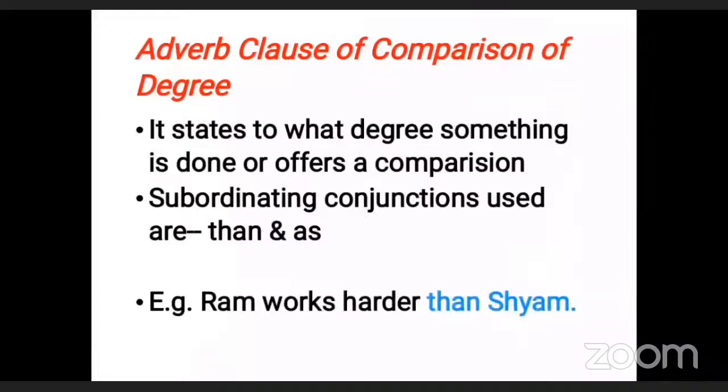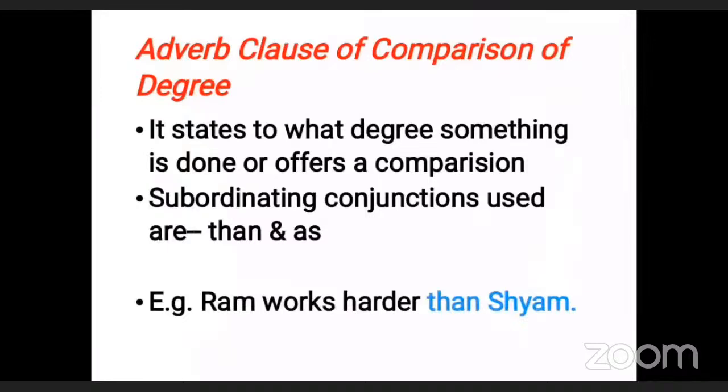For example, Ram works harder than Sham. Here the conjunction "than" is used to show the adverb clause of comparison of degree, because the comparison is between two persons, Ram and Sham. So "than Sham" is an adverb clause of comparison which starts with the subordinating conjunction "than".